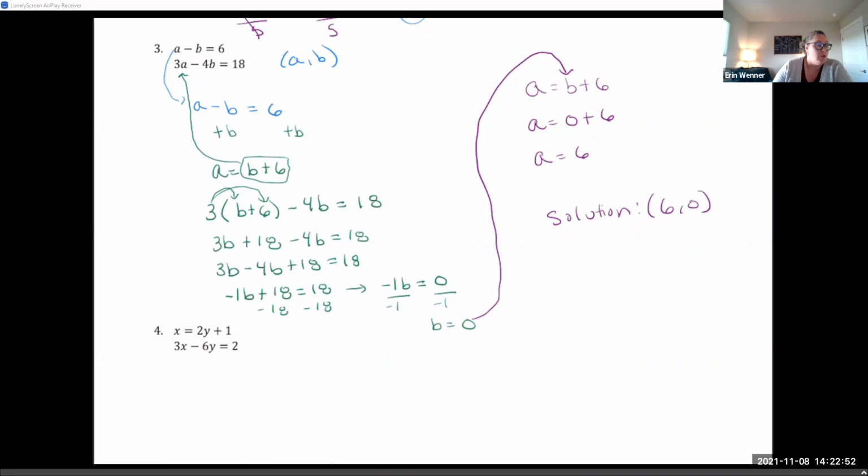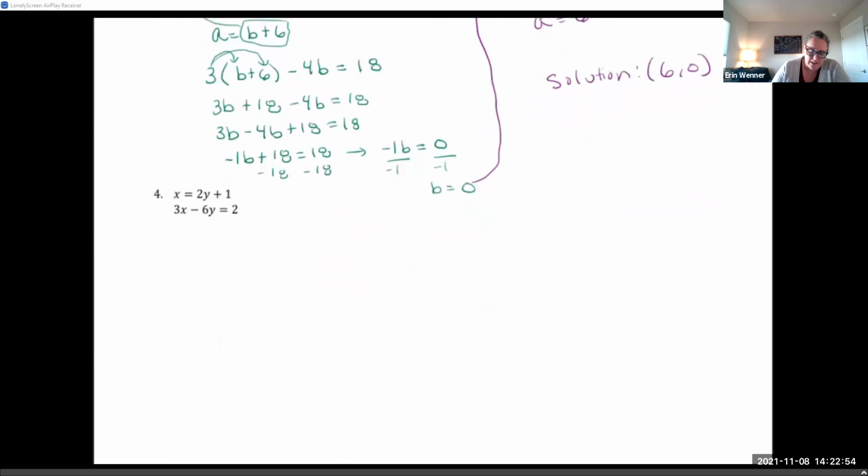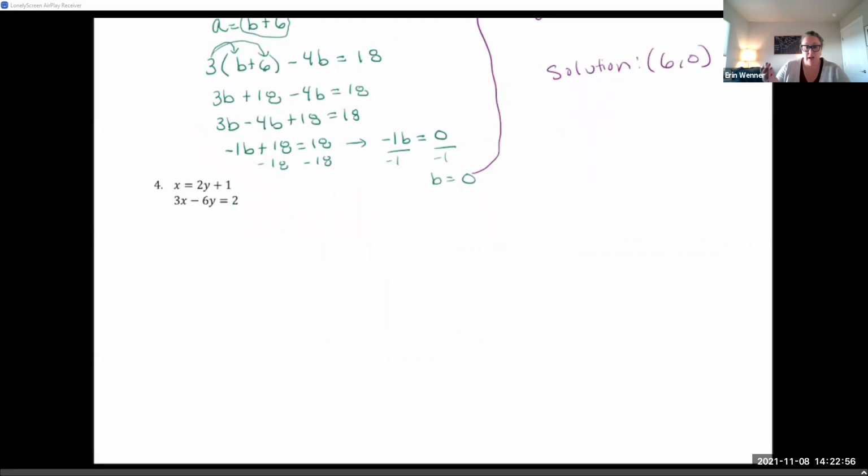Okay. So number 4, we have X isolated, so we can go ahead and use it as it is. We don't have to do any extra work. So what that means is that X is equal to 2y plus 1. So we're going to plug that in for X in the second equation. You always have to go from the first into the second, like you have to go opposite when you're substituting, okay?